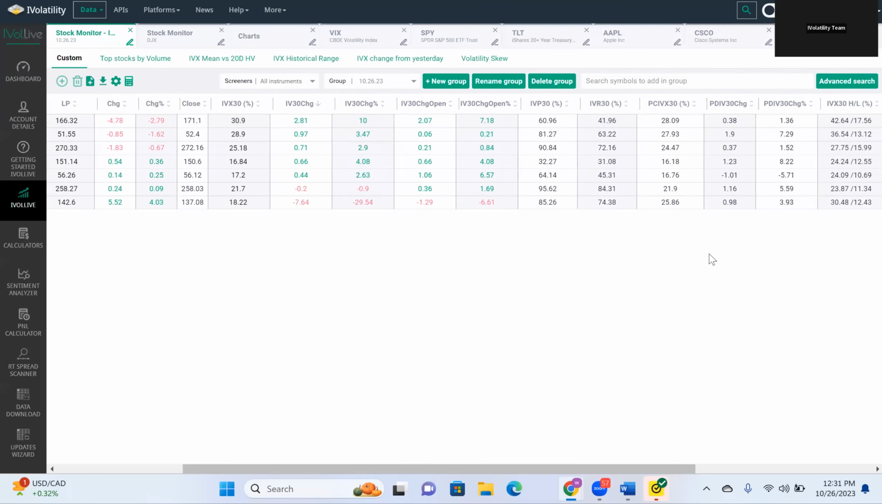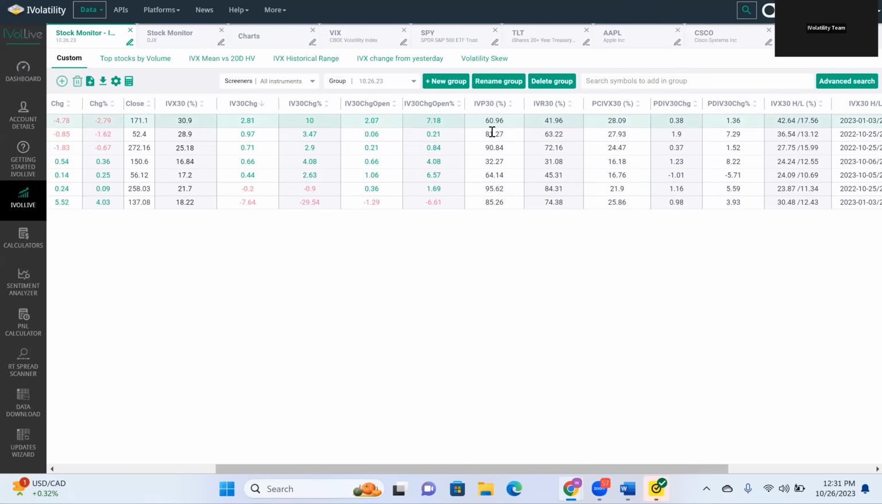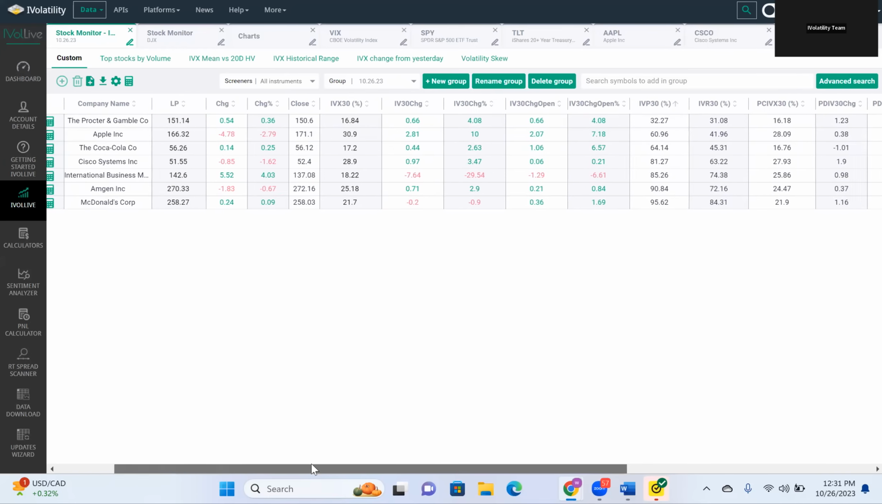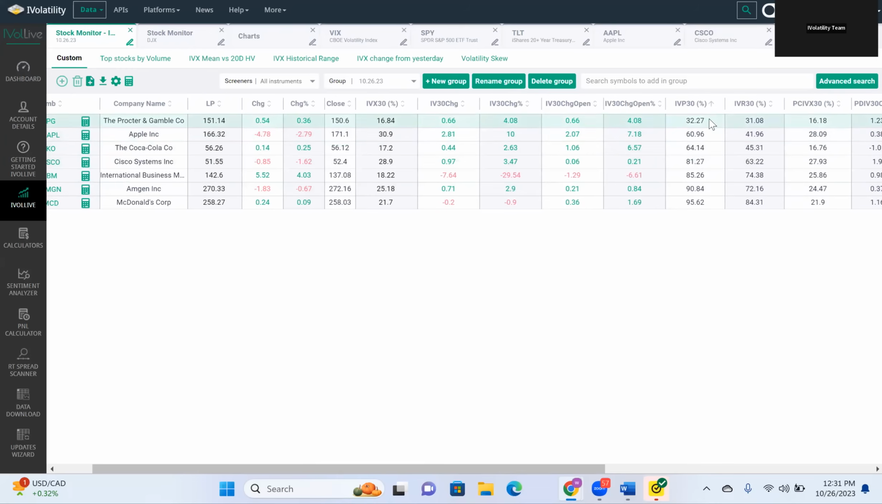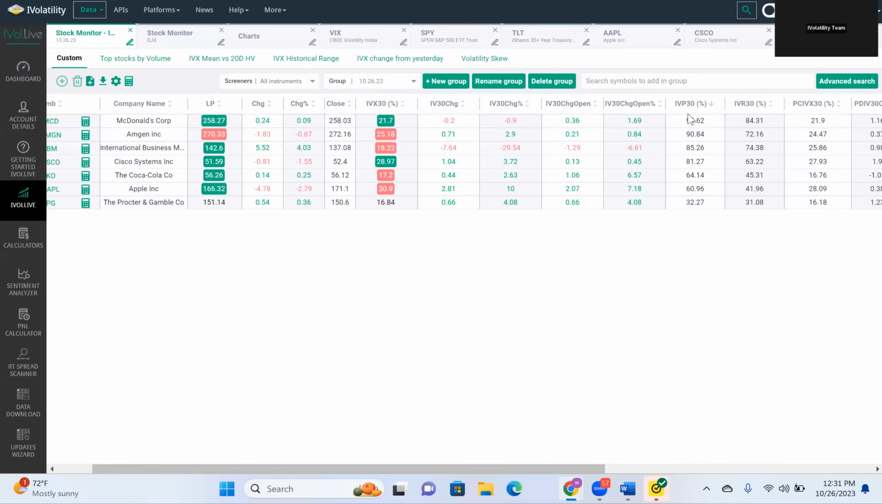Here's our IVP, which is my favorite measure. I like to toggle here and say, okay, using that IVP, Procter & Gamble is trading at a historically low implied volatility, which we already saw from our different scans. This confirms that. On the other hand, anything above 90 is historically high. So McDonald's, Amgen, they're very high. IBM is cruising towards that. Cisco, Apple, they're over the 50% dividing line, so they are more volatile than not over the past 52 weeks.